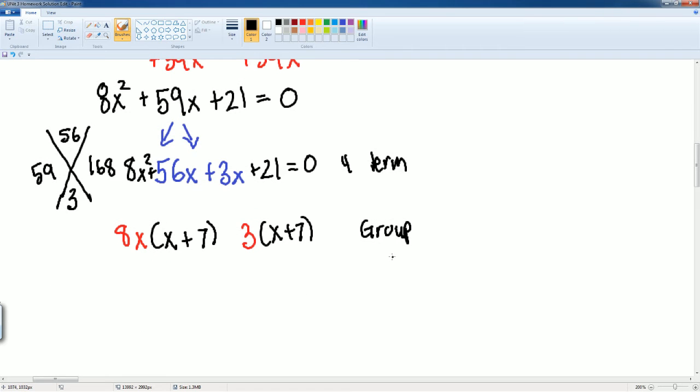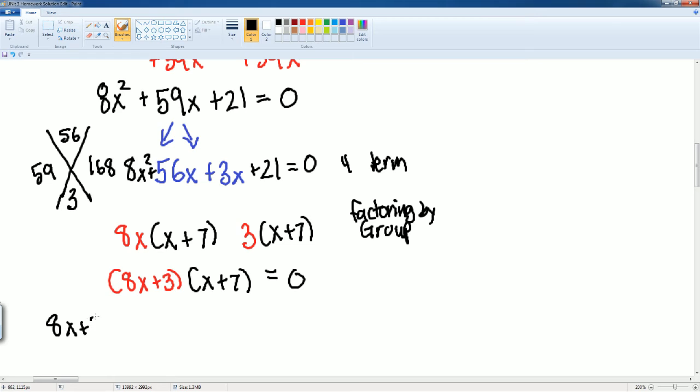So my two factors in factored form are 8x plus 3, that's my GCF, and x plus 7, this is my similar term. I'm just factoring by grouping here. And remember, it equals 0. Now you can solve. 8x plus 3 equals 0 and x plus 7 is equal to 0. Let's do the x plus 7 first, because that looks easy. Subtract 7 from both sides, leaving you with x is equal to negative 7. That's your first solution.